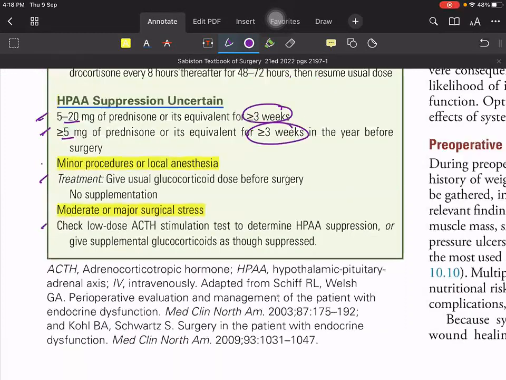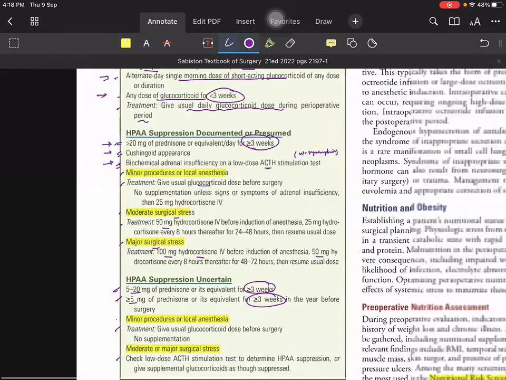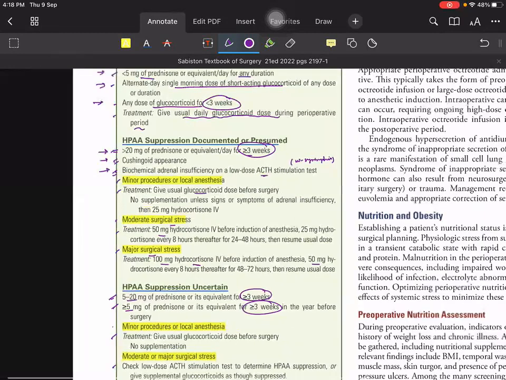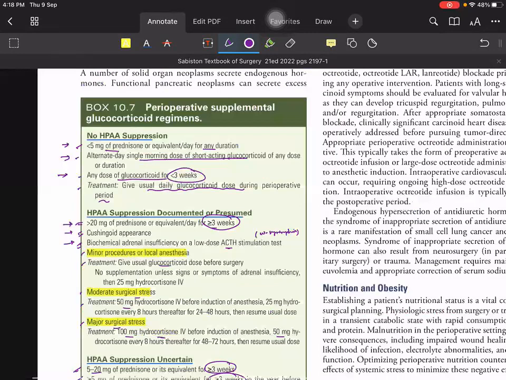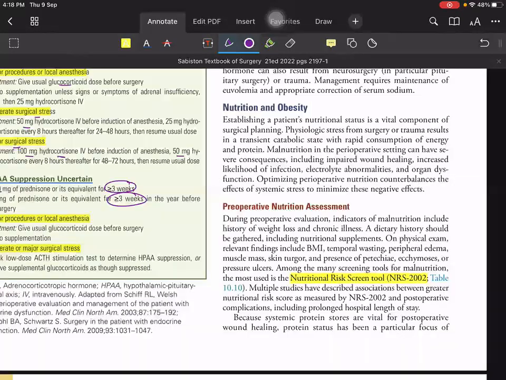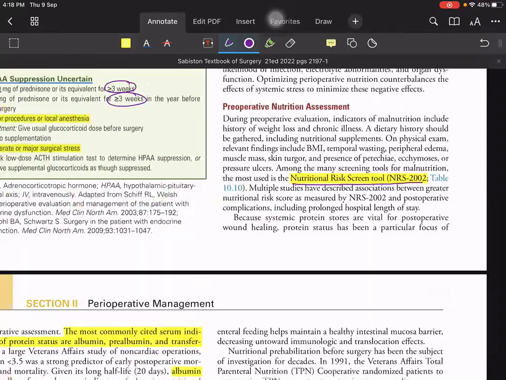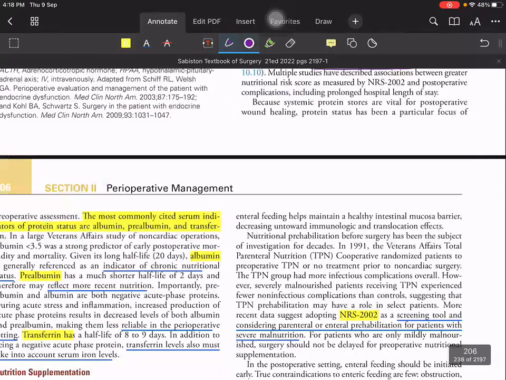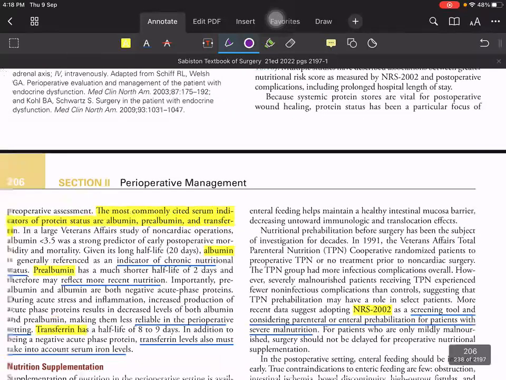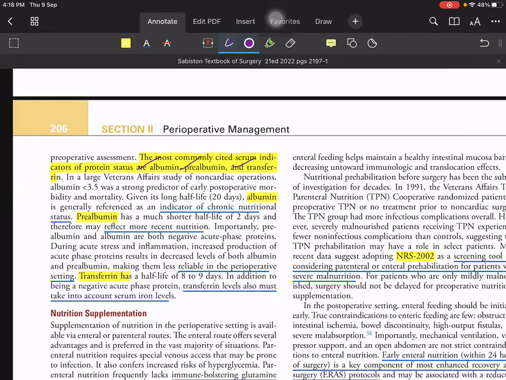So next thing is nutritional optimization. Preoperative nutritional assessment is done using the nutritional risk screening tool NRS 2002. The most used serum indicators are albumin, pre-albumin, and transferrin, and each has its certain MCQs. Albumin is generally the reference indicator for chronic nutritional status, and pre-albumin reflects recent nutrition. Why? Because albumin's half-life is 20 days and pre-albumin's half-life is 2 days.